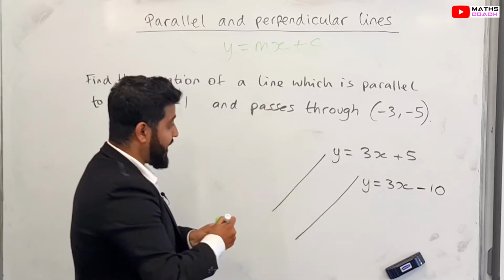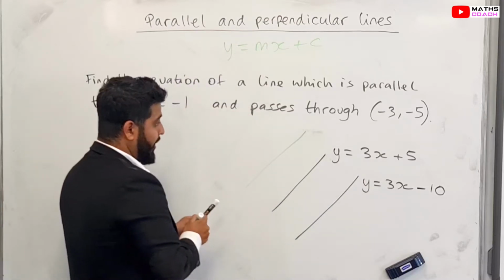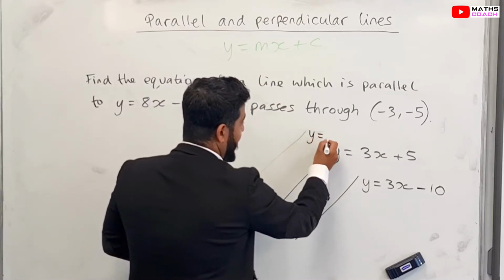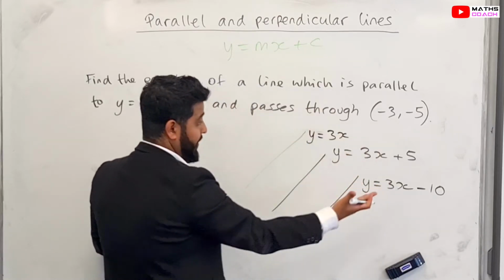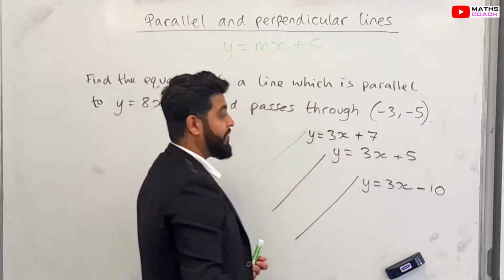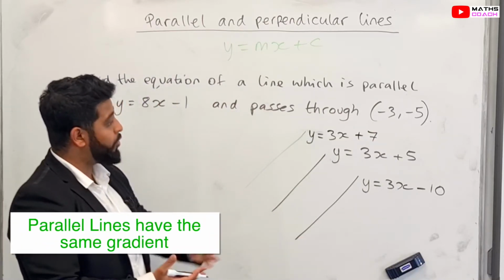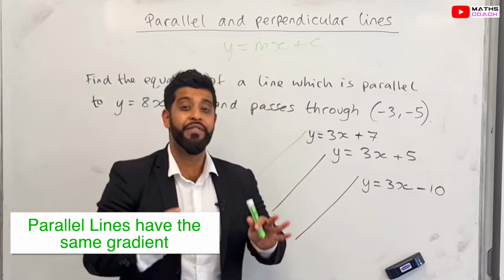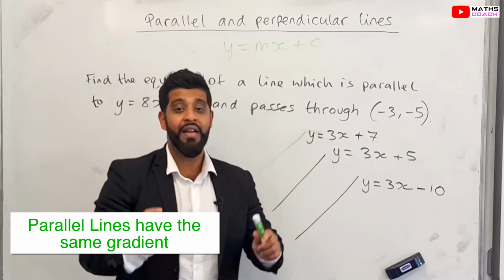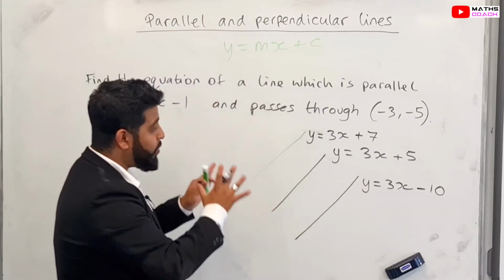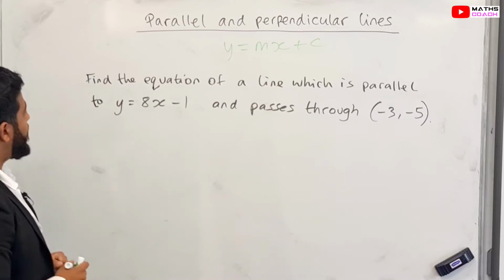And if I draw another line, a third line here, which is also parallel, then again, this line would be y is equal to 3x something, since it has to have the same gradient. So in this case, it could be plus 7, for example. So, in a nutshell, to conclude, parallel lines have the same gradient. We will look at perpendicular later on in this lesson, but for now we are going to focus on parallel lines. Let's have a look at this question here on the board.